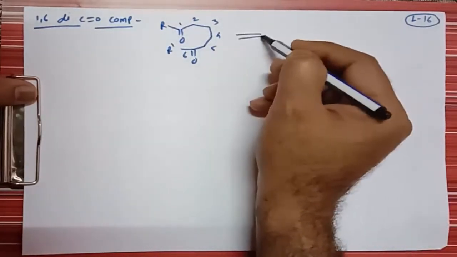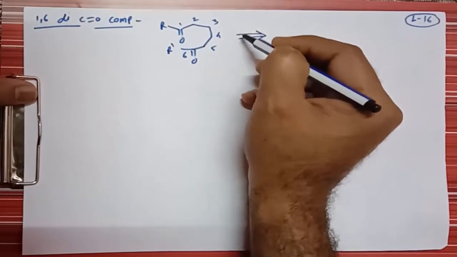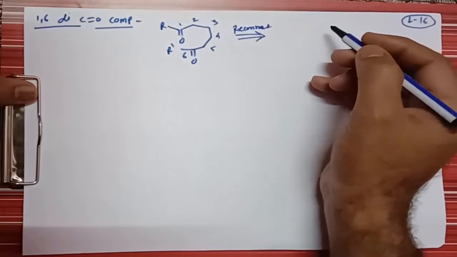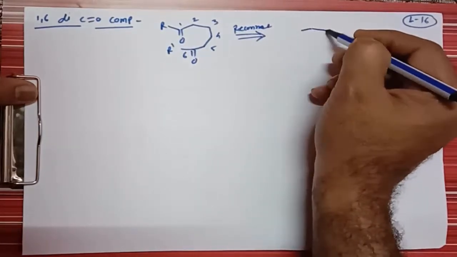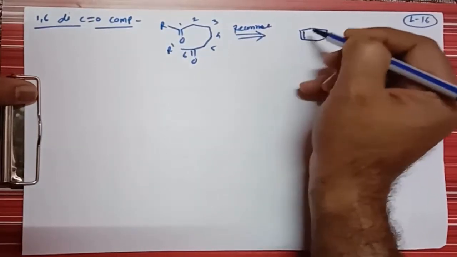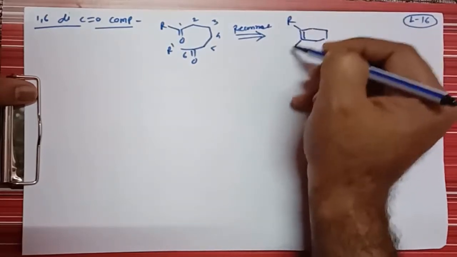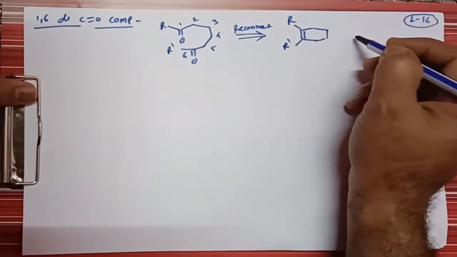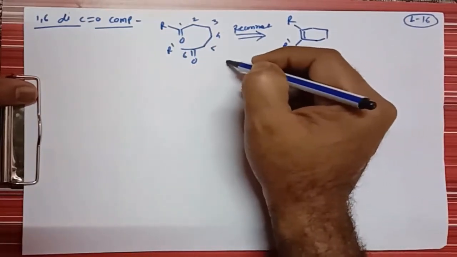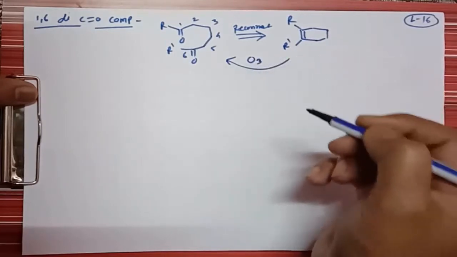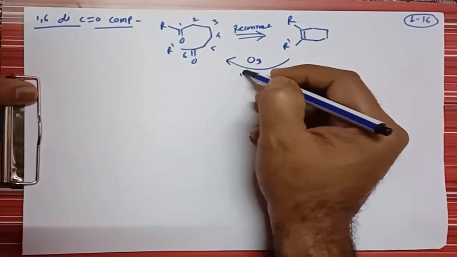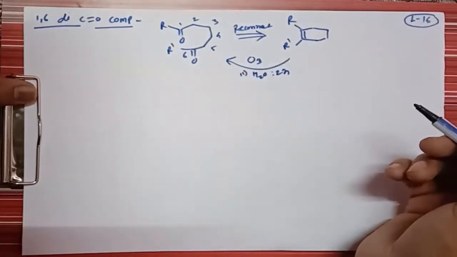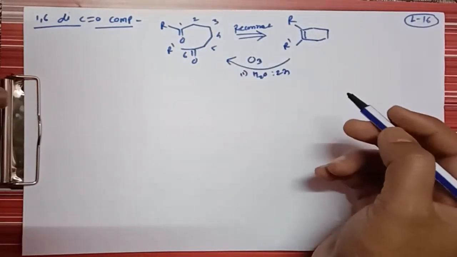If there is such a 1,6 dicarbonyl compound, then we can reconnect the molecule. In the retrosynthetic analysis, we can reconnect this molecule and get a cyclic ring with a double bond here, that is R dash, right? So simply, if we do the ozonolysis of this, and second step, use water in presence of zinc, it gives such a 1,6 dicarbonyl compound.